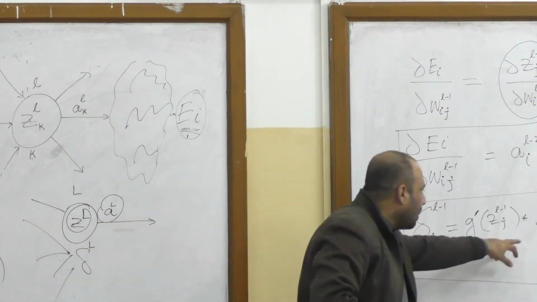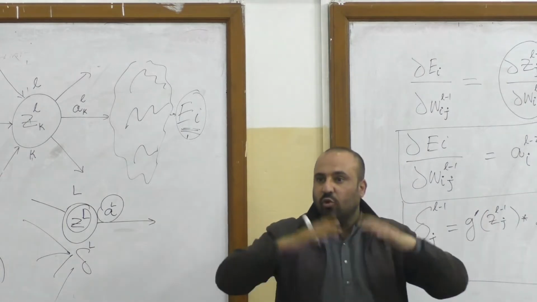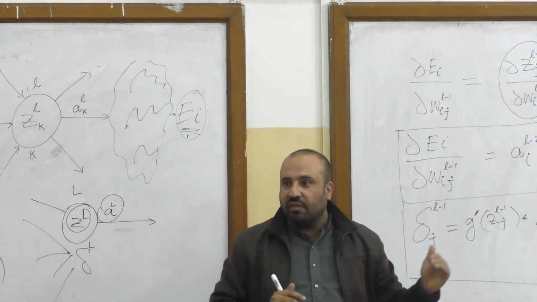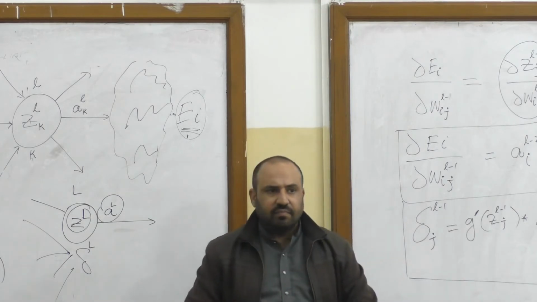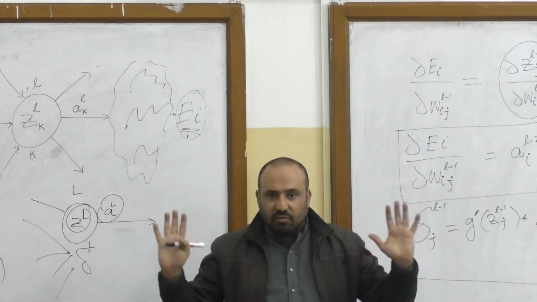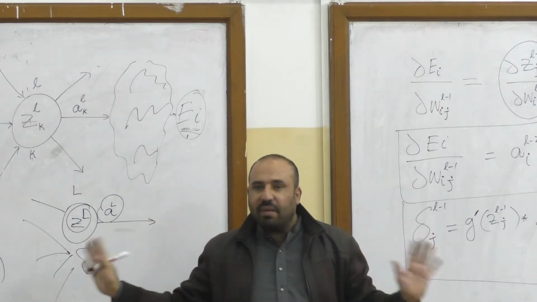Obviously, here you see a sum, recurring, loops, recurring business going on, so you can make it faster by vectorization. But if I don't show you the vectorized code, you can still implement back propagation.